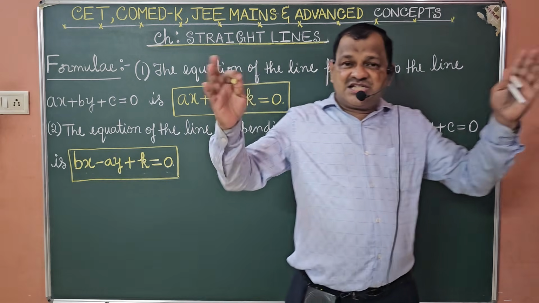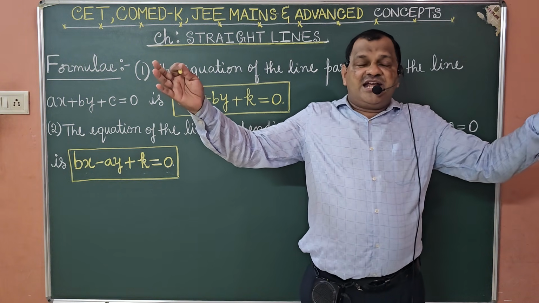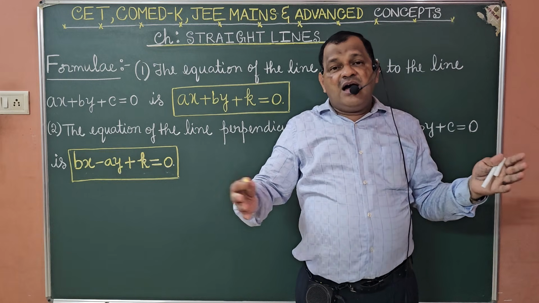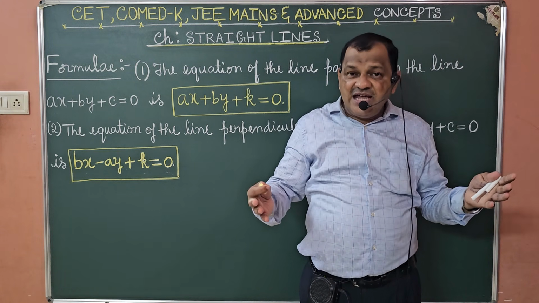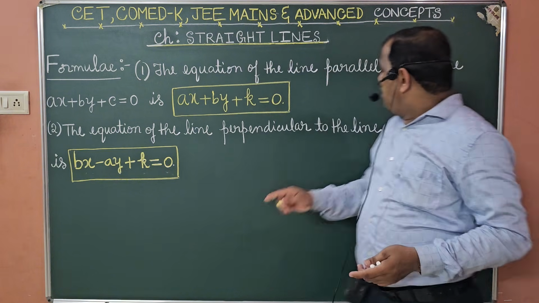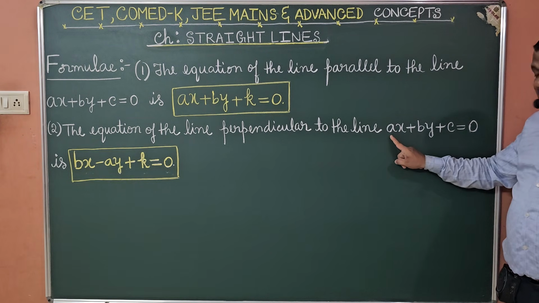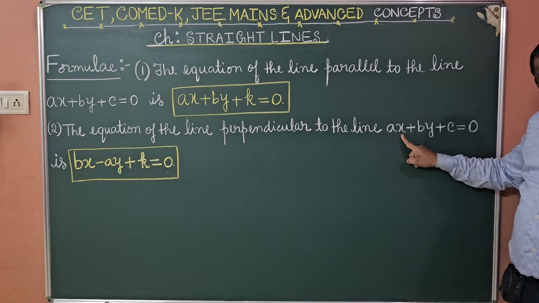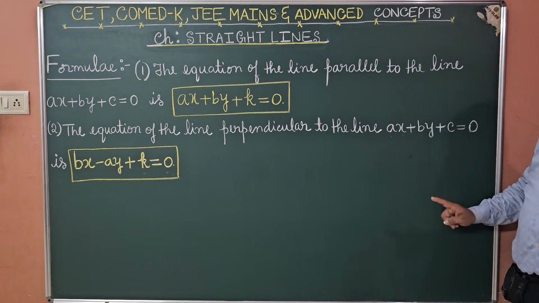And at this stage, I would like to tell you, suppose in CET or in any competitive exam, a simple question arises. Say, find the equation of the line passing through the point x1, y1 and parallel to ax plus by plus c equal to 0. Then the equation of that line is a into x minus x1 plus b into y minus y1 is equal to 0.